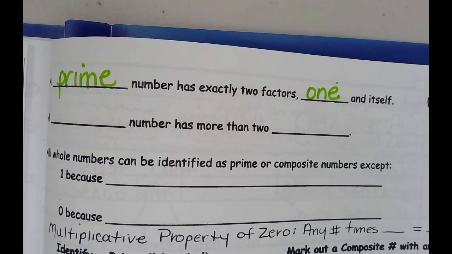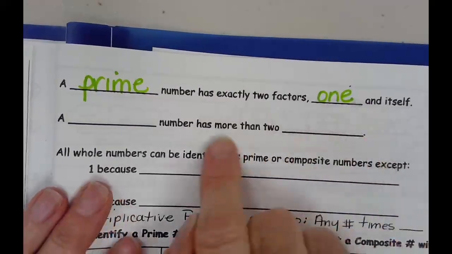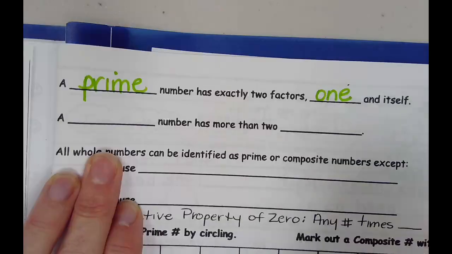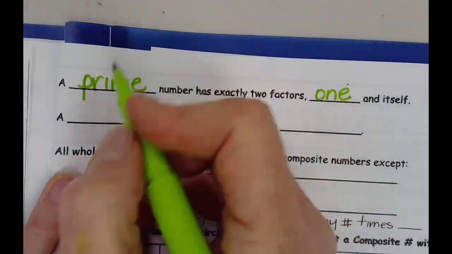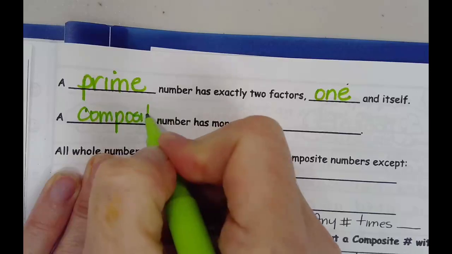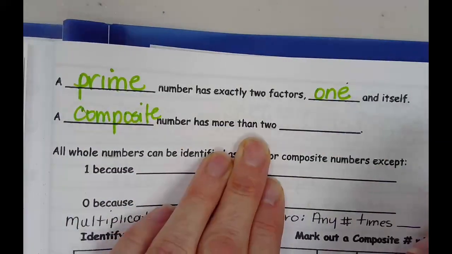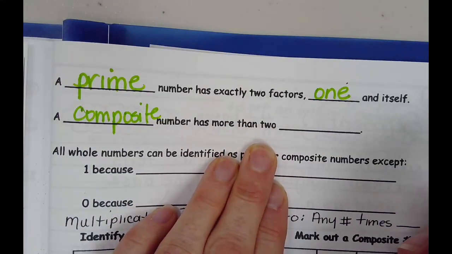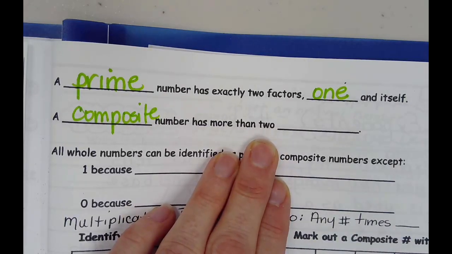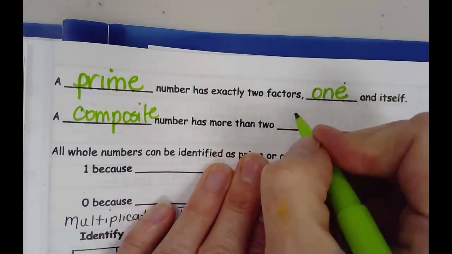Okay, we have prime numbers, and we also have these numbers. It's either prime or it's going to be what? Composite. So, a composite number has more than 2 blank. Has more than 2, Chloe. Good, factors.